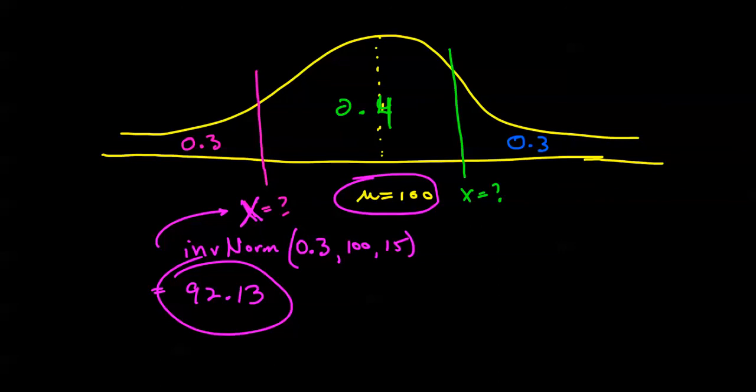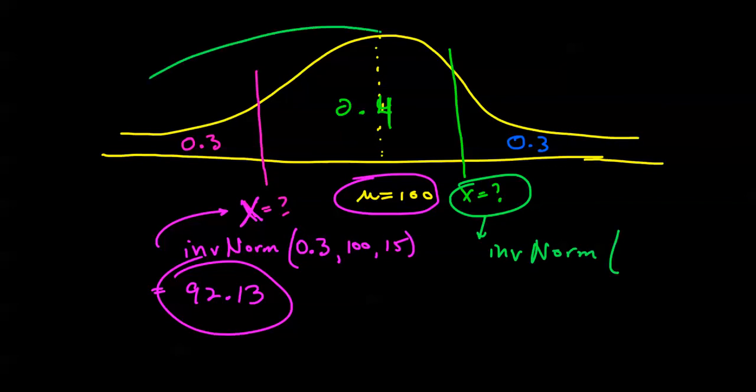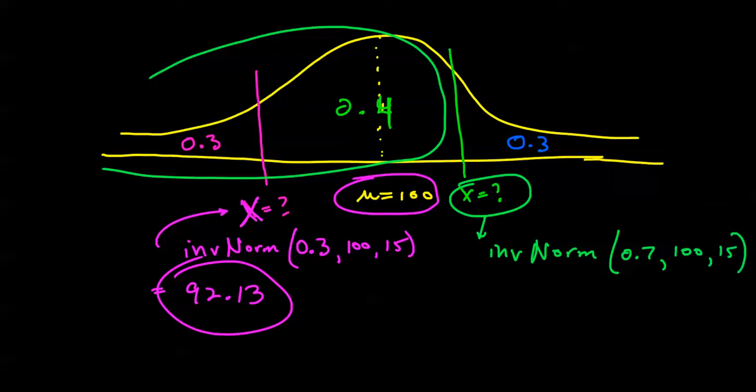How about this green value here? Well, in a similar way, I'm going to use the inverse normal command. Plug in the area to the left. Now, area to the left means total area to the left, and I think you can see that's going to be an area of 0.7. And again, the non-standard mean and standard deviation. If I punch this out, I'll get 107.9, we'll call it. Alright, so these two scores separate the bottom 30%, the middle 40%, and the top 30% of all IQ scores.